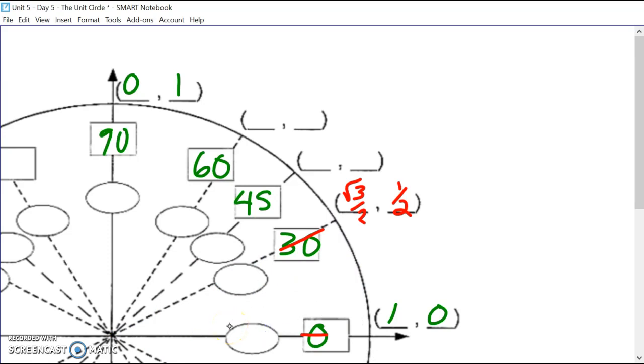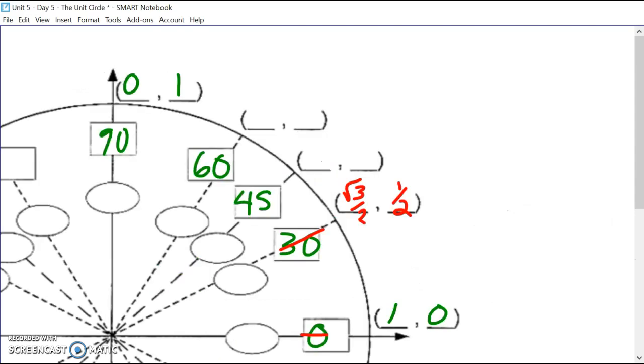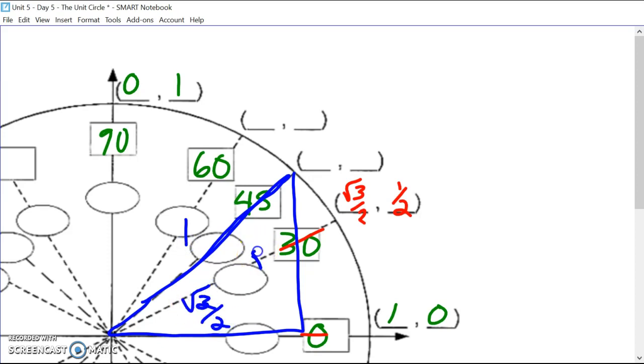Let's say, for example, I pick the 45-degree angle now. I know from looking at my special right triangles that both the x and the y are root 2 over 2, while the hypotenuse is 1. So again, you don't have to draw this in, but it can be helpful. I can go ahead and label my hypotenuse as 1, and I know both legs are root 2 over 2, root 2 over 2. And so the coordinates are going to be root 2 over 2 and root 2 over 2.